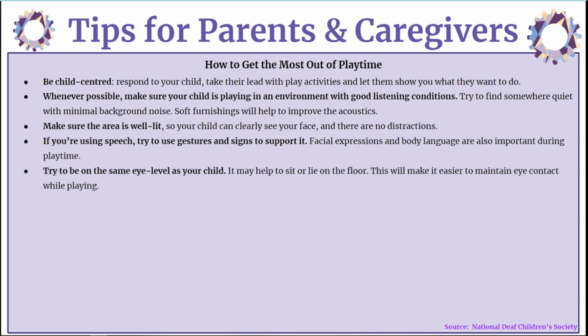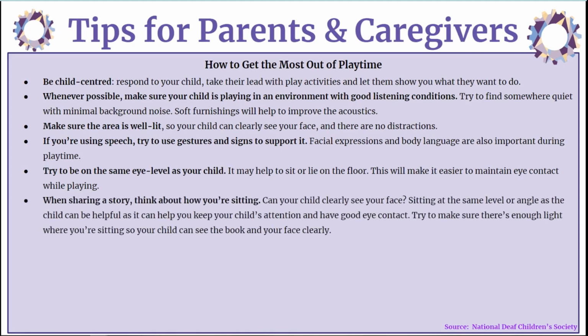Engage at eye level. Sit down or lie down to be at the same eye level as your child. This makes it easier for them to maintain eye contact with you and feels more inclusive. Consider your position during story time. Think about how you sit when you read a story. Position yourself so that your child can easily see your face and the book, facilitating better interaction and comprehension.